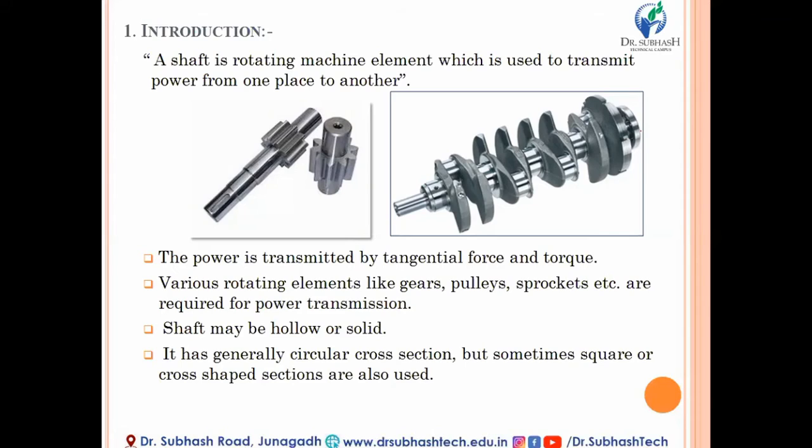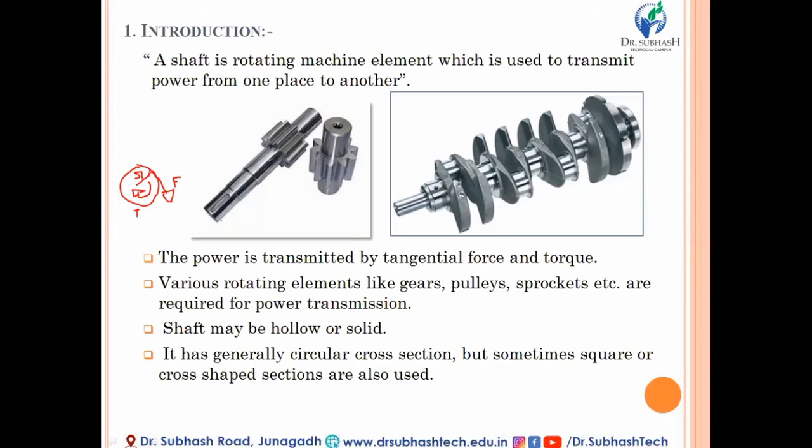Generally, we know that a shaft is used basically for torque transmission, and for torque transmission we require a tangential force and of course a perpendicular distance. Suppose you are given a circular shaft and a tangential force F is acting, and the distance, or radius, is R. Ultimately, by multiplying both of these we get the torque that is transmitted by the shaft. So ultimately power is transmitted by virtue of force and torque.